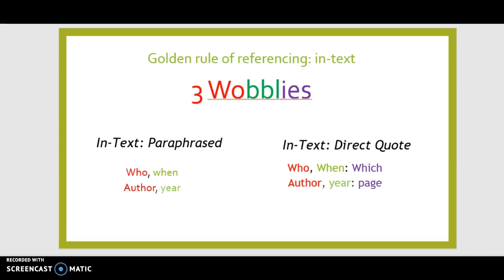If you are paraphrasing information, you need to include the two wobblies, which is the who and the when. Who, the author's surname, and what year or when did they write the information. If you are doing a direct quote, you use the three wobblies, which is the who, the when, and the which. So the author's surname, the year it was written in, and what is the page number that I can find that information in.